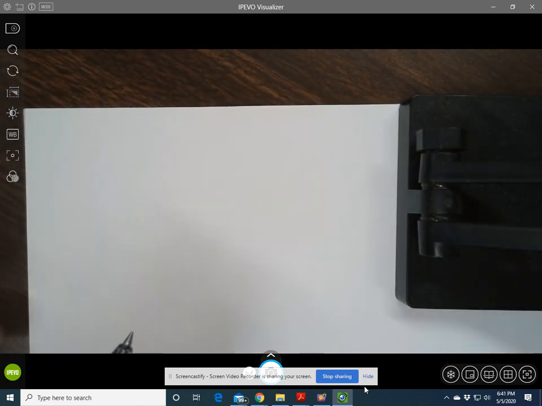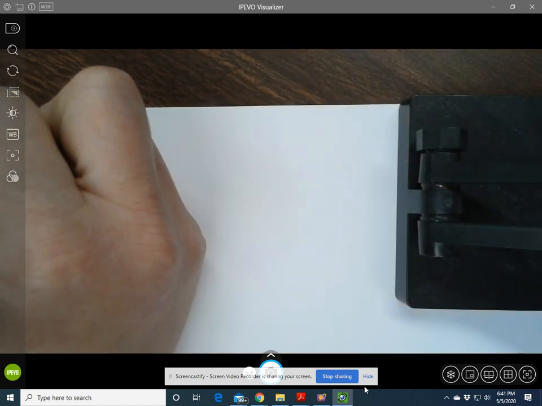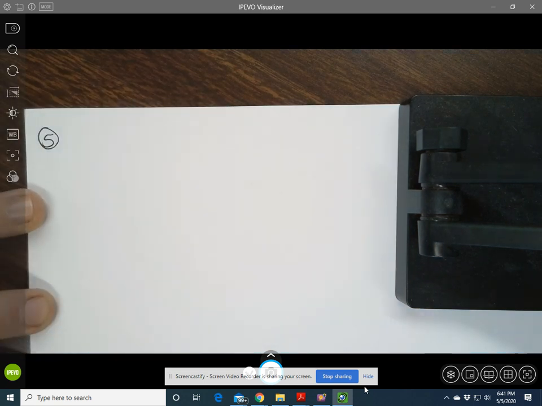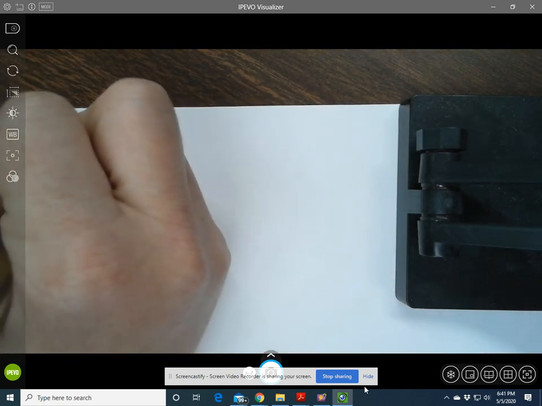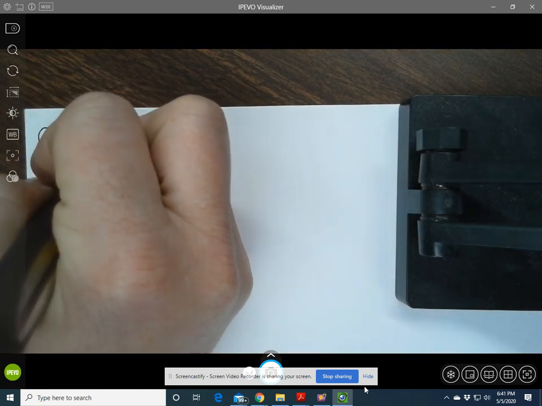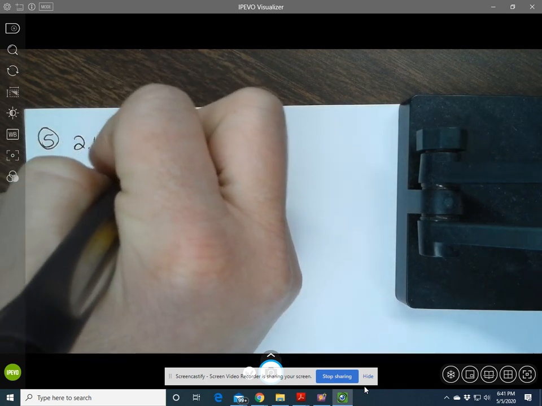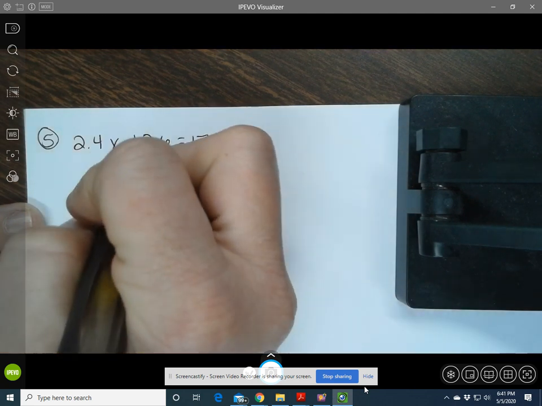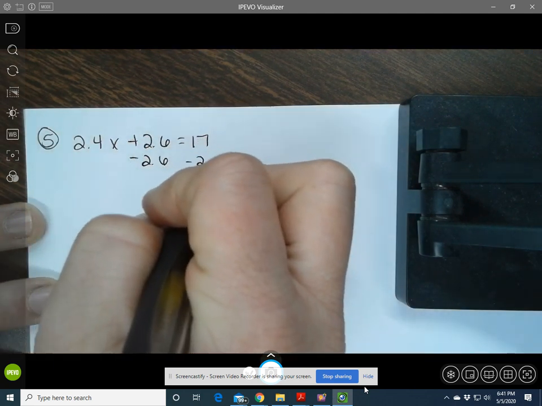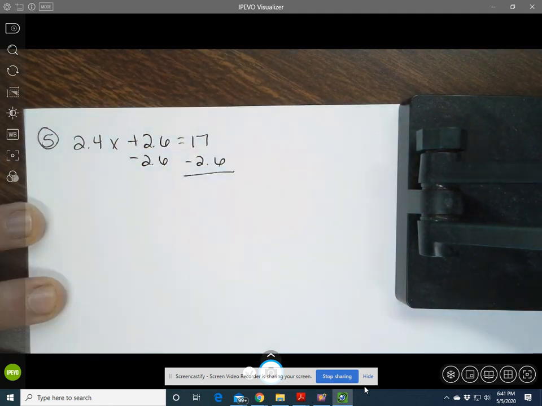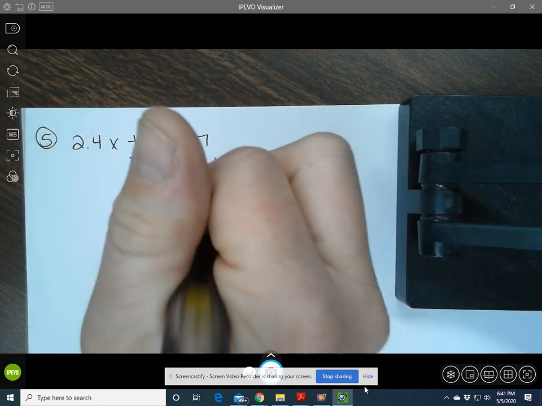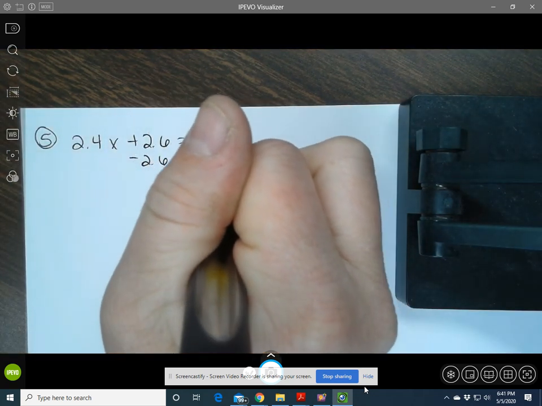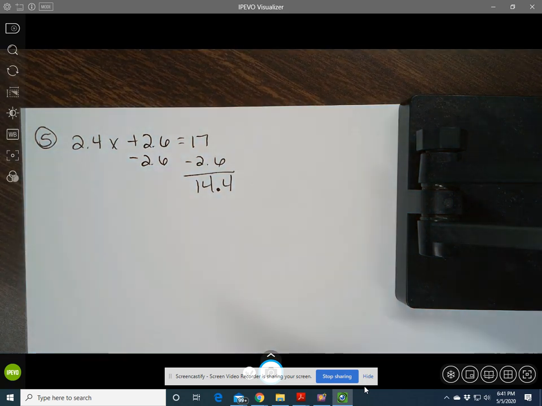Okay, we're starting back with number 5. Number 5 is just a two-step equation, but it does have a decimal, but you guys will have a calculator, so no need to freak. 2.4x plus 2.6 equals 17. So the first thing I'm going to do is subtract 2.6. So if I subtract 2.6, I should be able to tell that that is going to be 14.4, but just in case you can't, again, you'll have a calculator.